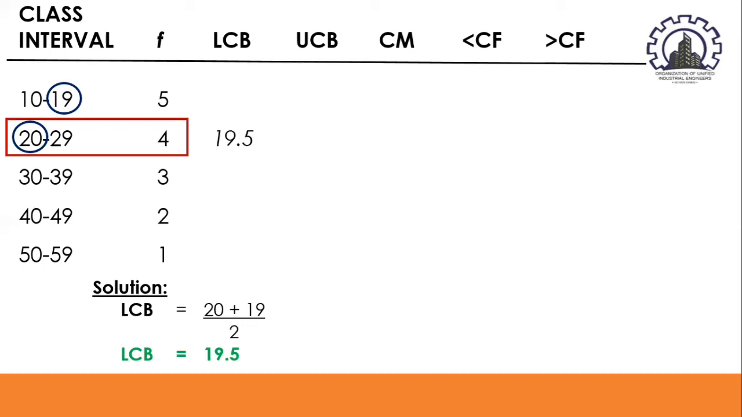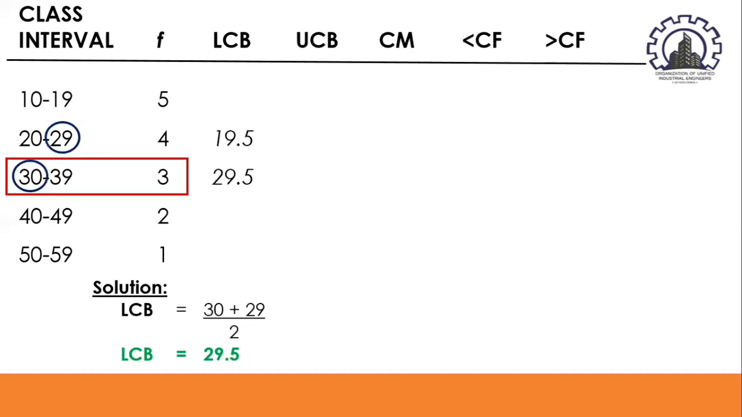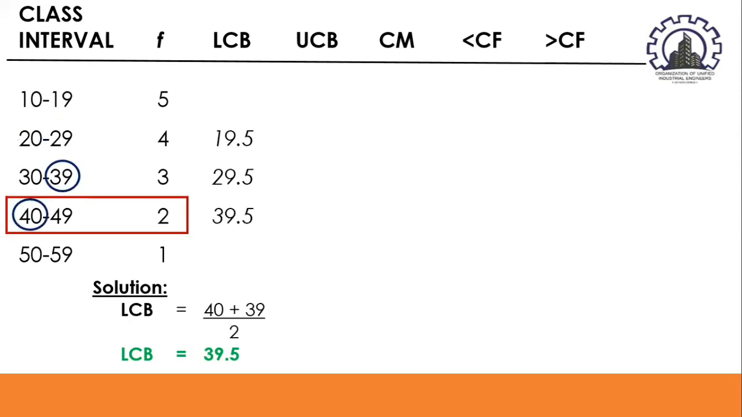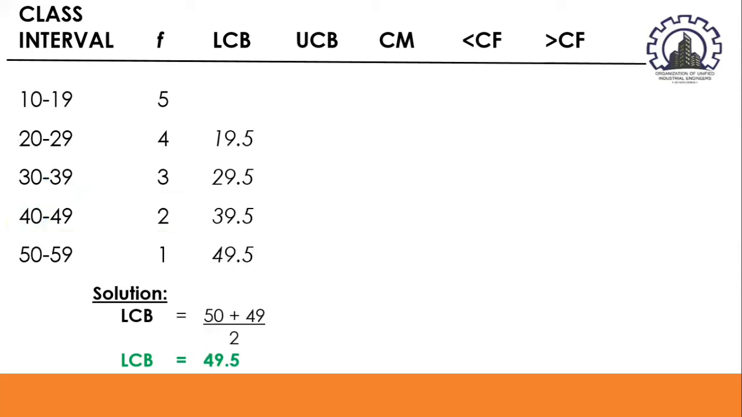For the second class, you have 30 plus 29 divided by 2, so that's going to be 29.5. For the next class, you have 40 plus 39 divided by 2, which is 39.5. And for the last class, you have 50 plus 49 divided by 2, so you have 49.5. So that's how you calculate your lower class boundary.